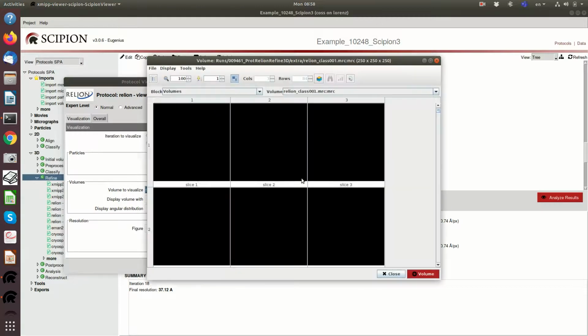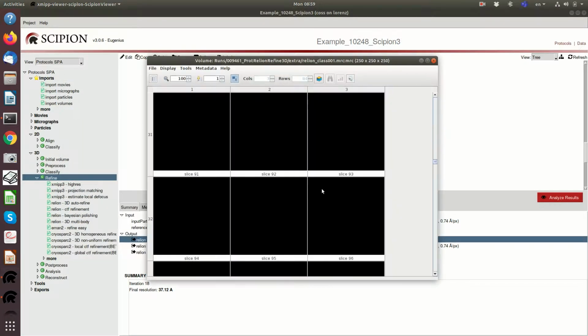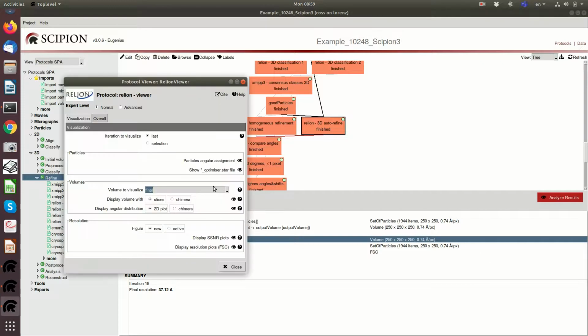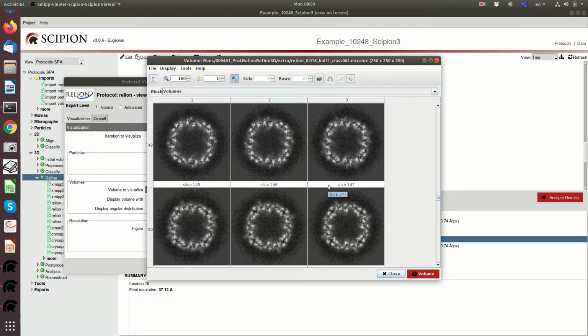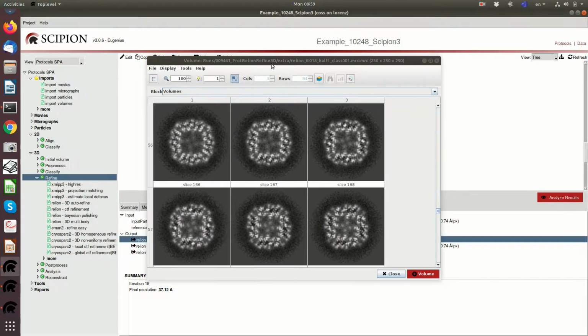So this is how the final volume looks. For some reason it doesn't show correctly. The final volume doesn't look good, but the halves probably look much better. So in principle, this is some particular mistake of this data set or this execution. The half maps look good, and we can compare them to the one of CryoSPARC.